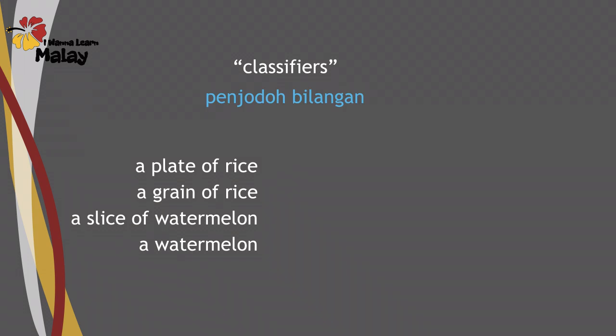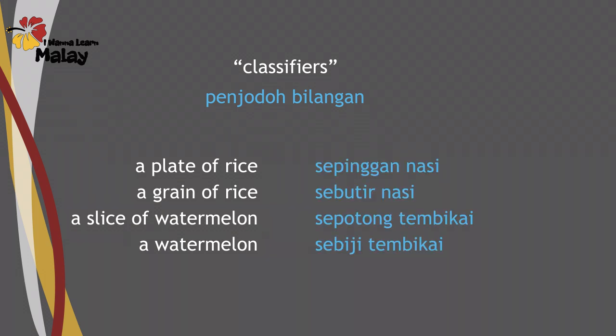Now we've seen this before in one of our lessons on the pronoun. So penjodoh bilangan in Malay helps classify nouns. In this case, a plate of rice in Malay would be sepinggan nasi. A grain of rice would be sebutir nasi. A slice of watermelon is sepotong tembikai.